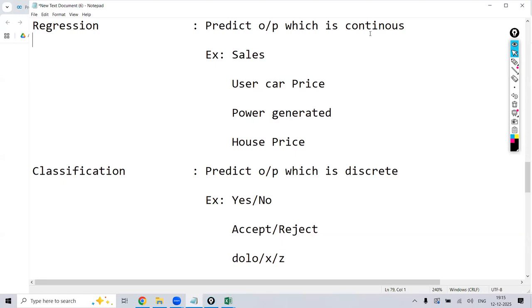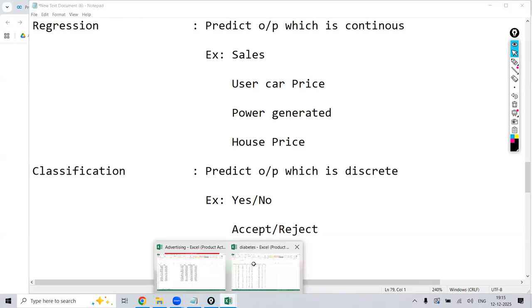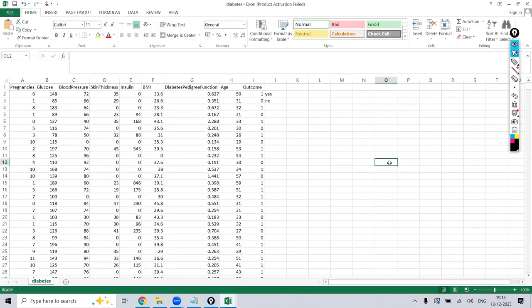So regression and classification. Now, for the diabetic data set, what is the output variable out of all of them? The Outcome column is called the output variable. The remaining columns are called input variables. Based on these, we have to estimate the output. Is the point clear, everyone?